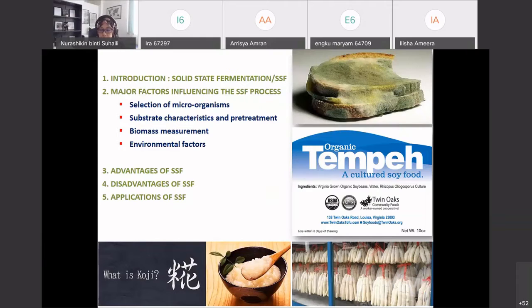Substrate or the feedstock is the starting material, or the food that we give to the microorganisms to start the fermentation. And then the biomass measurement: when we carry out the fermentation, how are we going to know whether the microorganisms grow well or not?